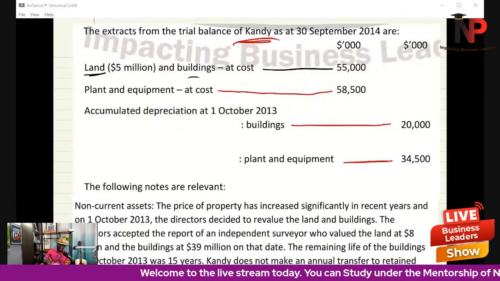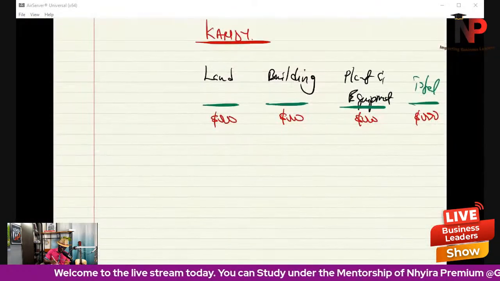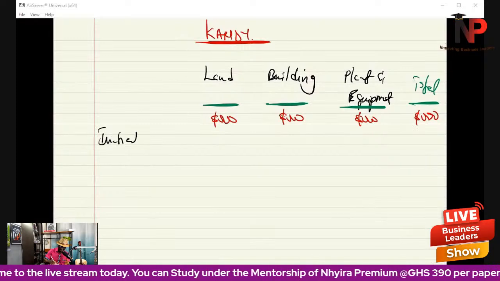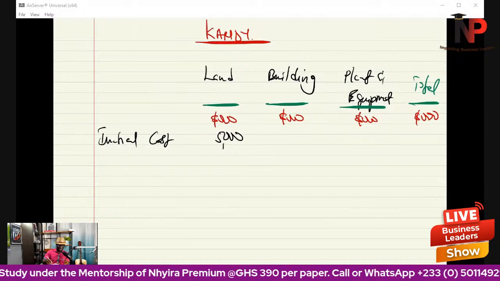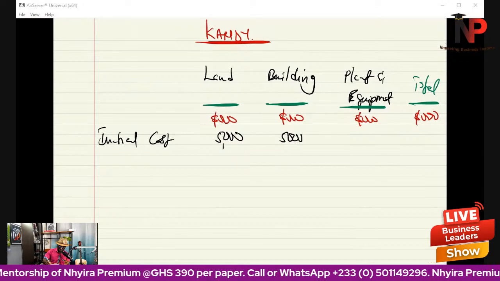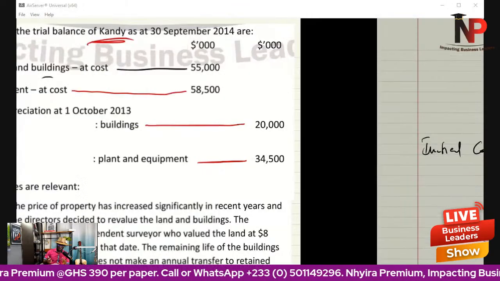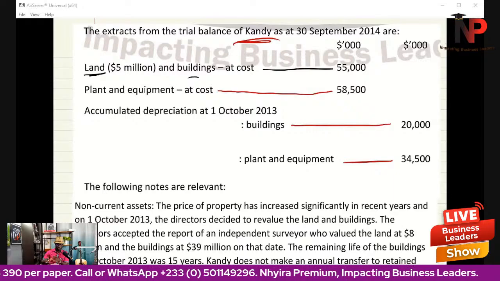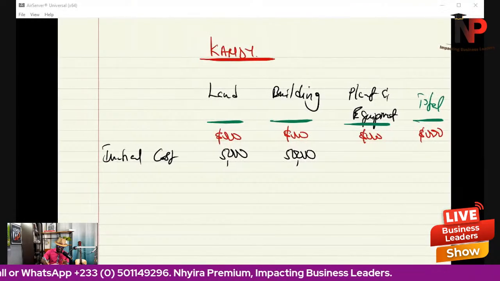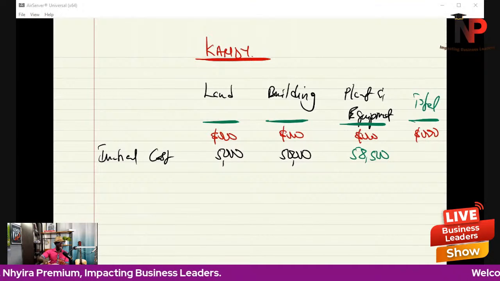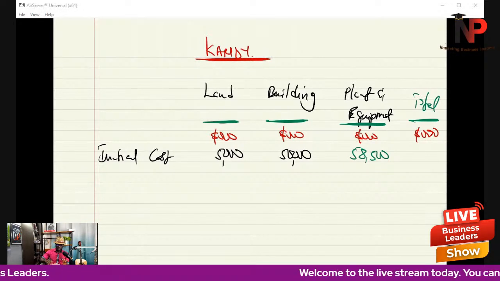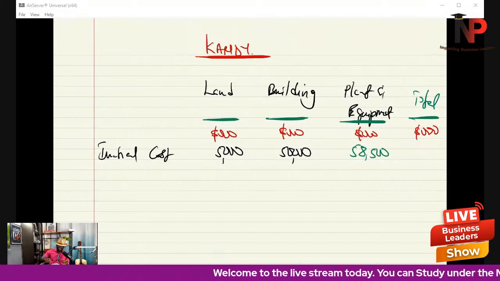So we bring in the cost of the assets. So initial cost of the land is 5,000 and the building is 50,000. Okay, because the total is 55,000. Then the plant and equipment is 58,500. Okay, so we add it up to get a total on the total column. So we can add it up in that case.